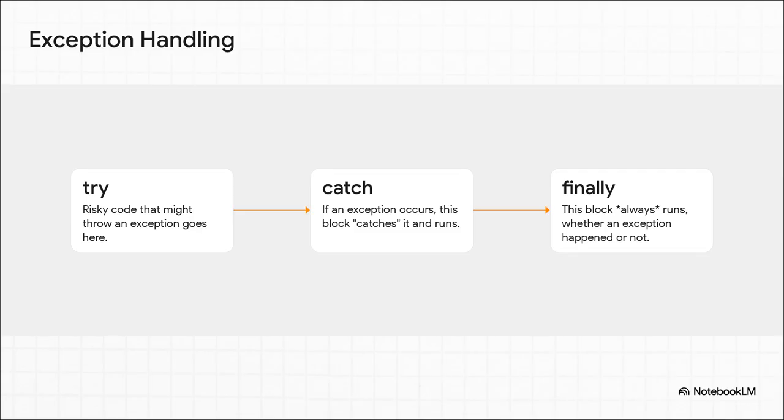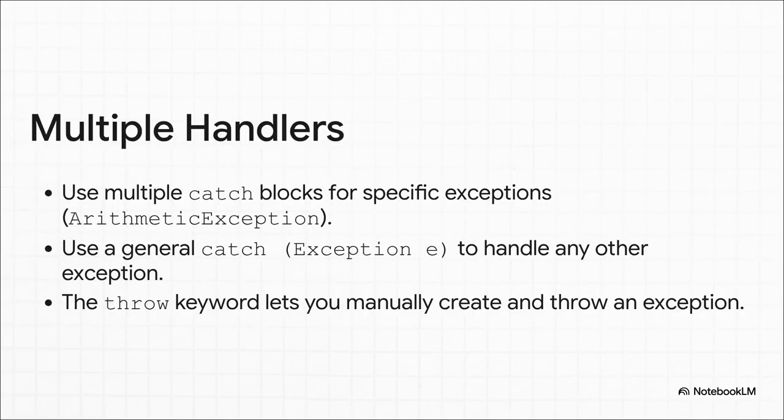You put your risky code, the stuff that might break, inside the try block. If it breaks, the catch block swoops in and, well, catches the error. And the finally block, that's the cleanup crew. It runs no matter what, error or no error. And you can get really specific here. You can have multiple catch blocks, like a set of specialized tools, each one designed to handle a very specific type of error, like an arithmetic exception or a null pointer exception. Or you can just have one big general catch-all block to handle anything else that comes up. You can even create and throw your own exceptions using the throw keyword.